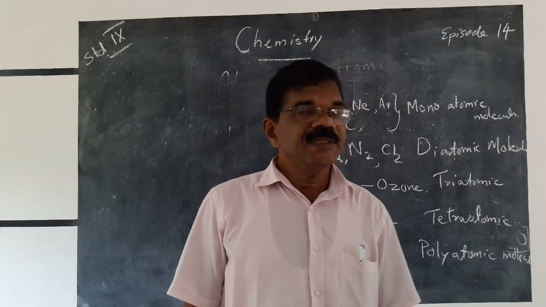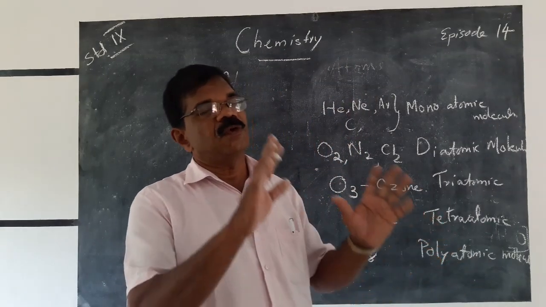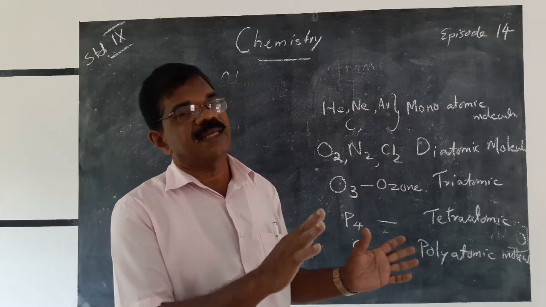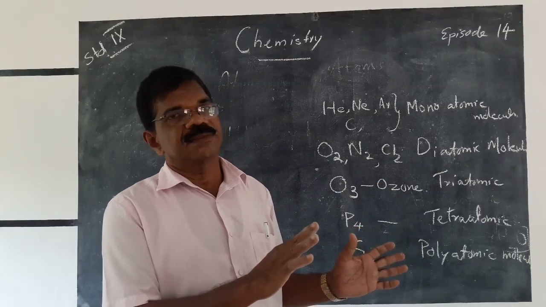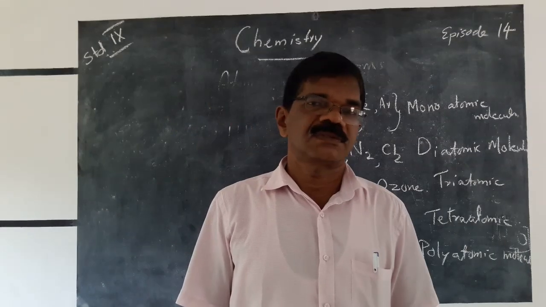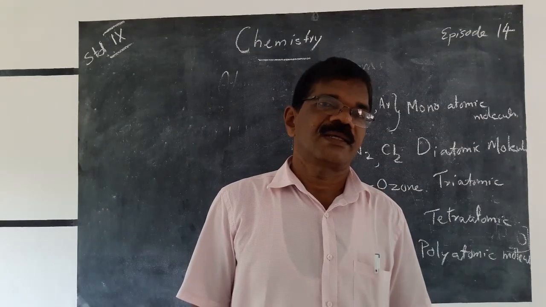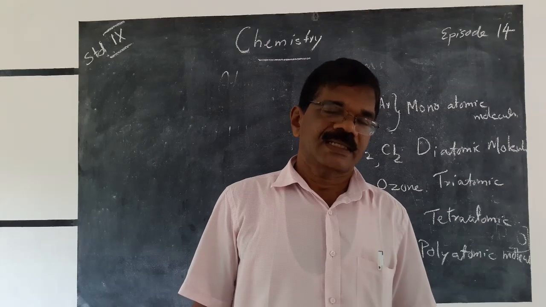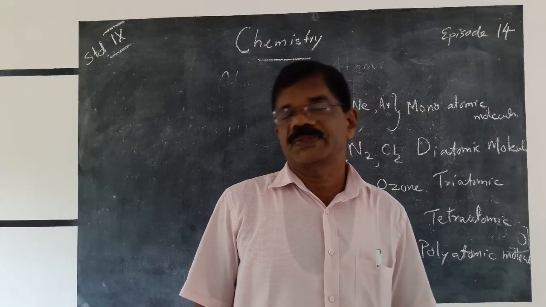Monoatomic molecules. If the molecule of an element contains two atoms, it is called a diatomic molecule. Oxygen, nitrogen, chlorine, H2, Cl2, O2, Br2, etc. are called diatomic molecules.